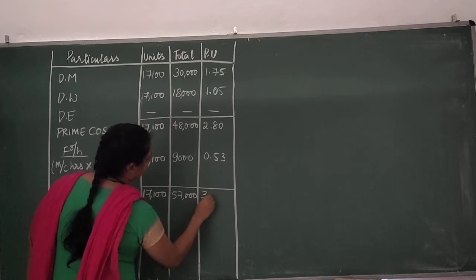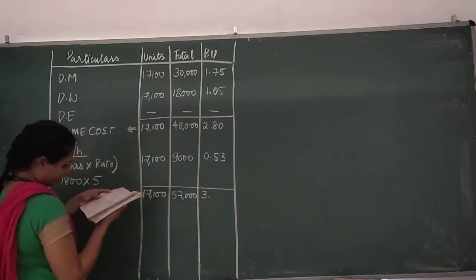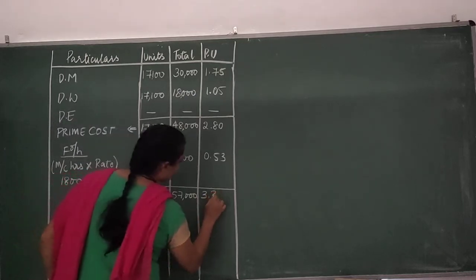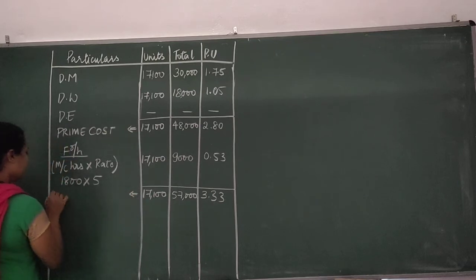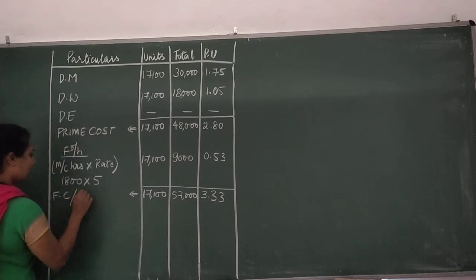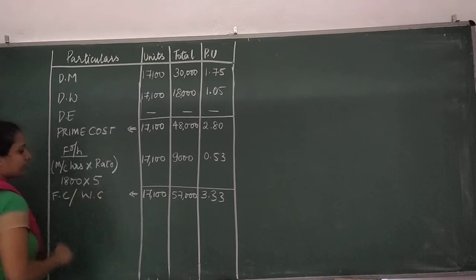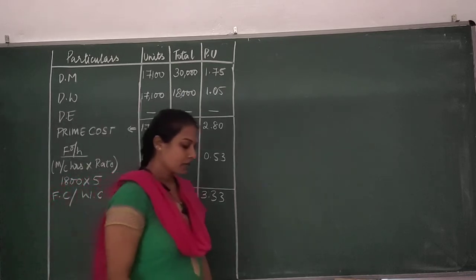Next, it is 3.33. I believe it is 3. Yeah, it is 3.33. What is this called as? This is called as factory cost or works cost. Factory cost or works cost.